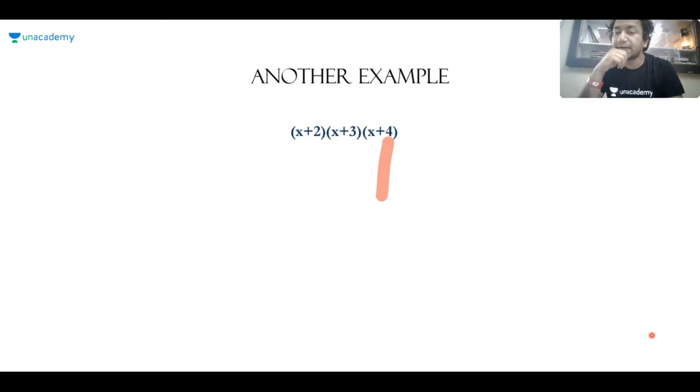Same way. You'll multiply x plus 2 and x plus 3. That will be x square plus 5x plus 6, and then multiply by x plus 4. So what do you think? How much time would you take to do that, in number of seconds or minutes? Tell me, everyone. That will be lengthy, of course. 20 seconds for Gurjeet. Sneha.